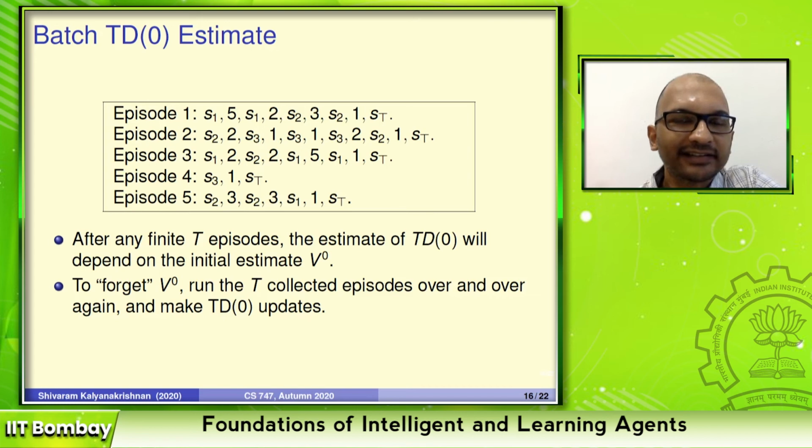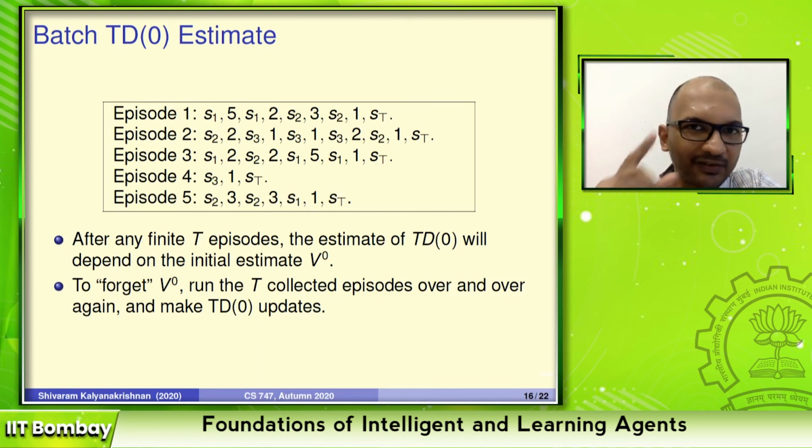TD0 is a properly online learning method where there is some initial V naught that we are starting out with. So imagine that you start out with some hat V naught and you do updating over, let's say, these 5 episodes. So you've only done a finite number of updates. The answer that you have at the end of these 5 episodes is still going to depend on what V naught was. It's not going to go away. Had you started with a different initialization, you're going to get a different answer.